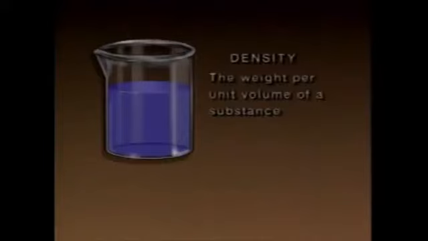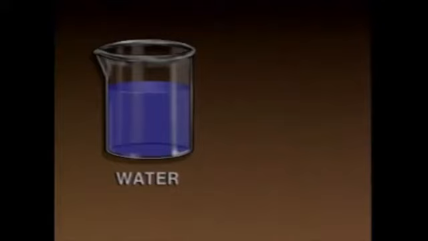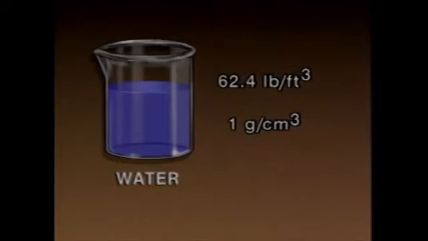Sometimes it's necessary to determine the relative amounts of substances in solutions or mixtures. One way to do this is through density and specific gravity measurements. Density is the weight per unit volume of a substance. It's commonly expressed in units such as pounds per cubic foot or grams per cubic centimeter. For example, the density of water is 62.4 pounds per cubic foot, or 1 gram per cubic centimeter.